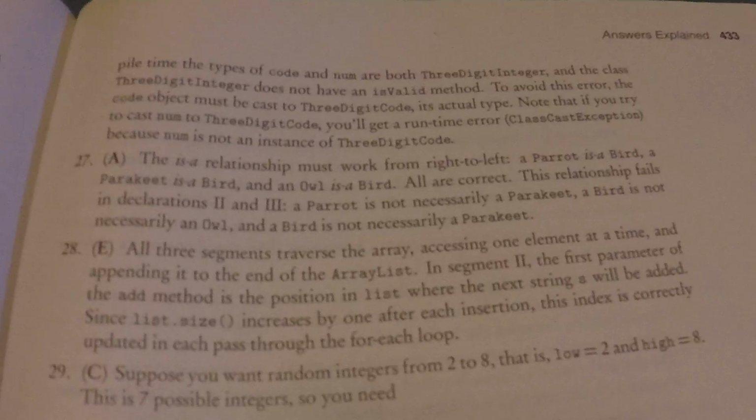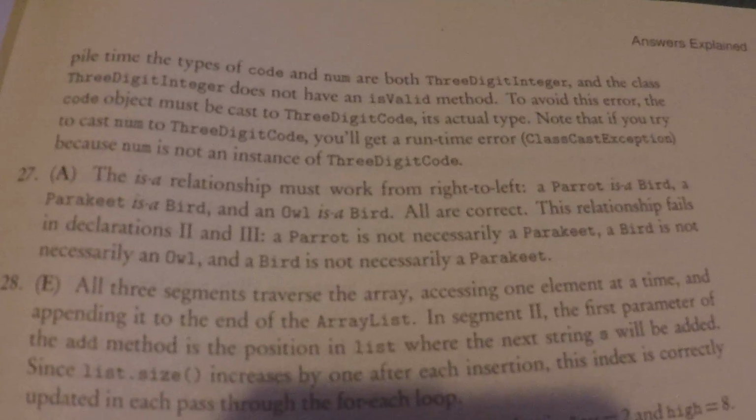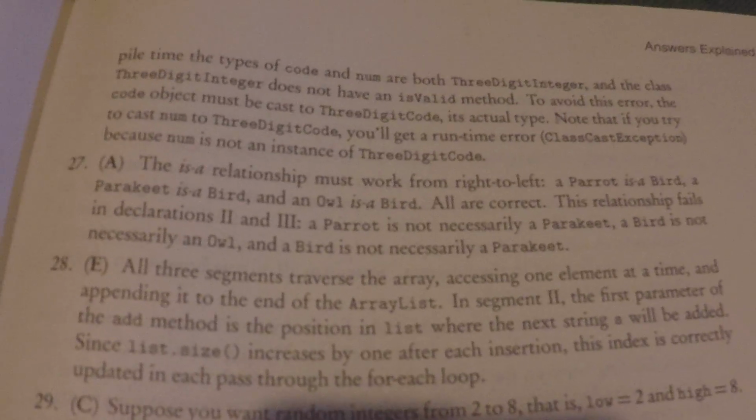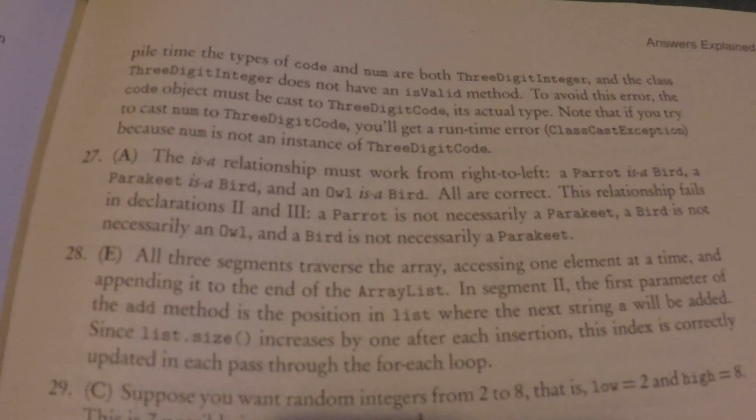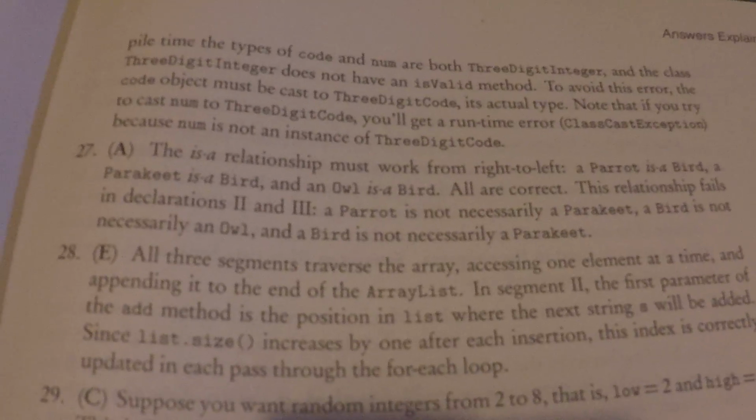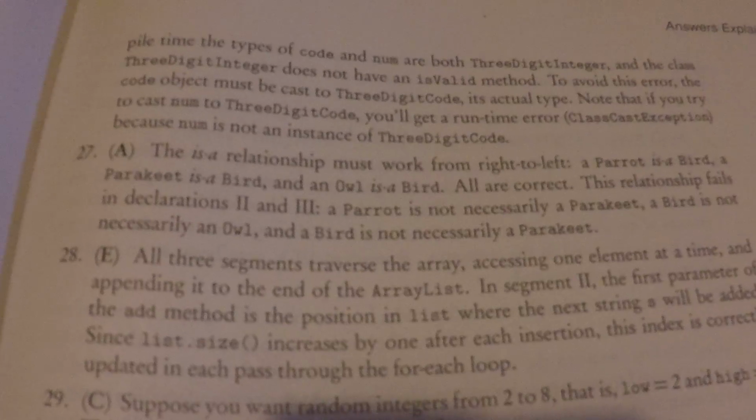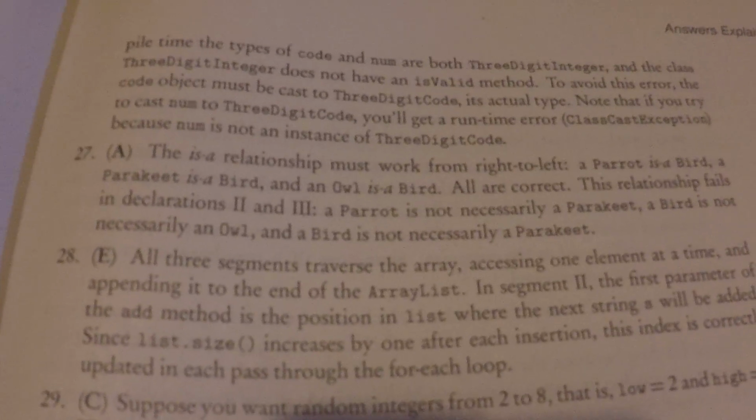27. The is-a relationship works from right to left. A parrot is a bird, a parakeet is a bird, and an owl is a bird. All are correct. This relationship fails in declarations 2 and 3. A parrot is not necessarily a parakeet. A bird is not necessarily an owl, and a bird is not necessarily a parakeet.